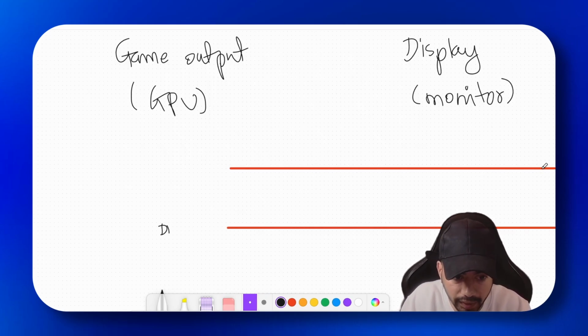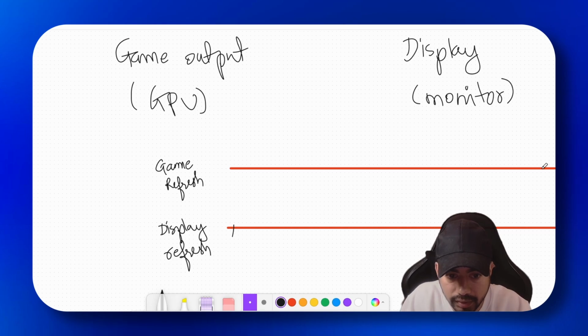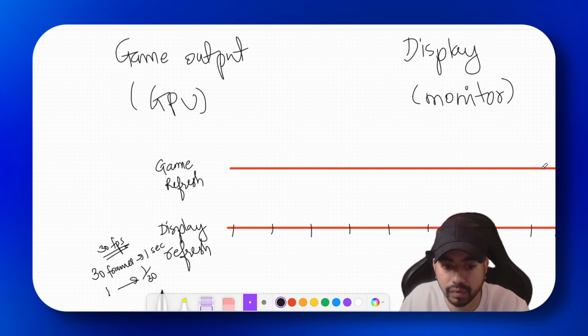Let's imagine that this is a display refresh and this is a game refresh. Let's say that our display is refreshing here, here, here, here. These are basically the points or the timestamps at which the display is refreshed. For example, if our frame rate is 30 FPS, which means 30 frames in 1 second, which means 1 frame in 1/30th second, which is 33 milliseconds. So this is 33 milliseconds. It's 33 milliseconds. Same with these gaps also. Now our display is updating at a rate of 33 milliseconds.